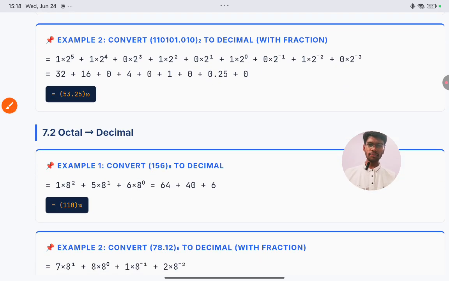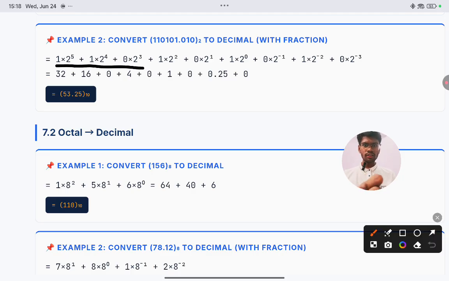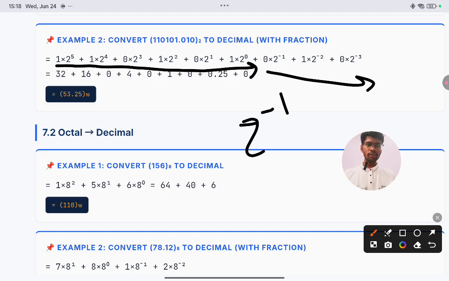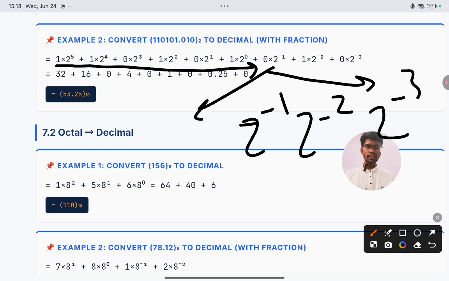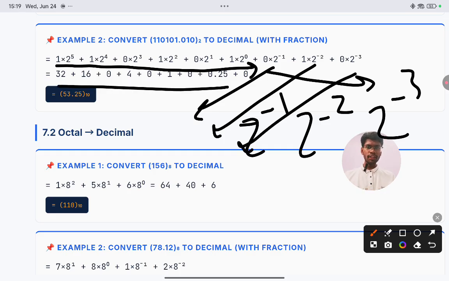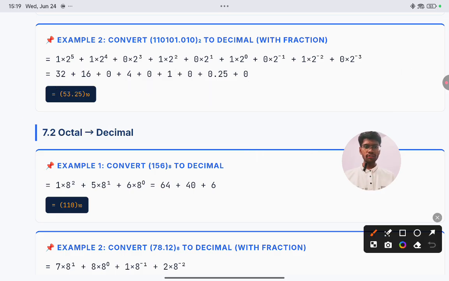If a fraction part is there, how do you do it? For the integer part, it remains the same. From the fraction part, you do 2 to the power minus 1, 2 to the power minus 2, 2 to the power minus 3. You do the inverse: 2 cube inverse, 2 square inverse, 2 to the power 1 inverse. You know the math here. Simply add all these things. Do you understand the position value of this number?